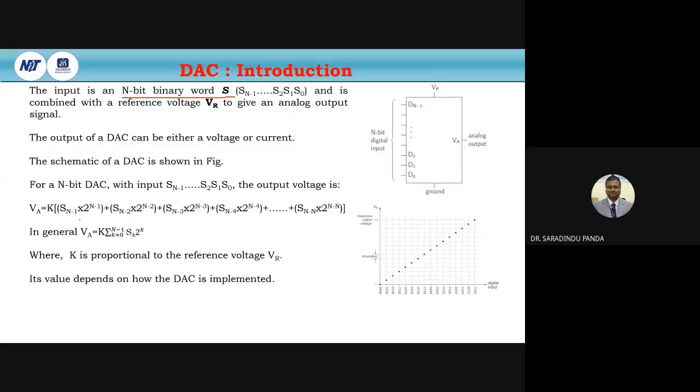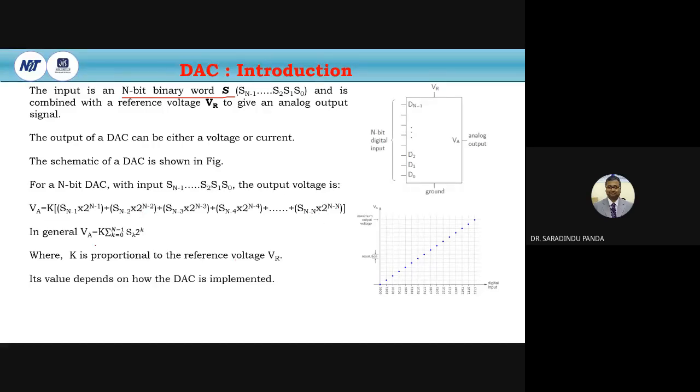I will come to the internal design of the weighted binary resistor, then you will understand. So K is Sn minus 1 into 2 to the power of n minus 1. We will get this from the circuit of this general expression. For any competitive exam, you should remember this. That is K into Sn minus 1 into 2 to the power of n minus 1 plus Sn minus 2 into 2 to the power of n minus 2, down to S0 into 2 to the power of 0.